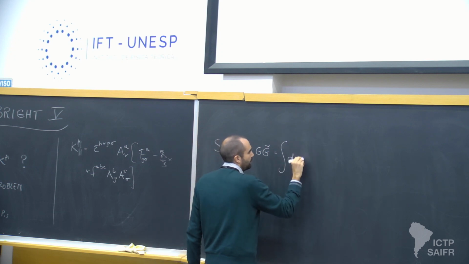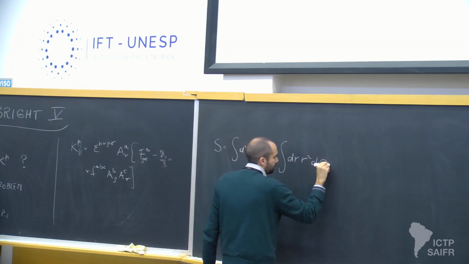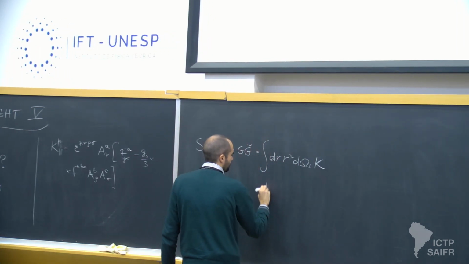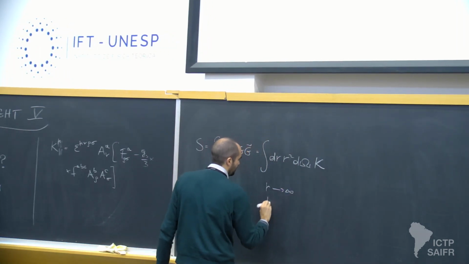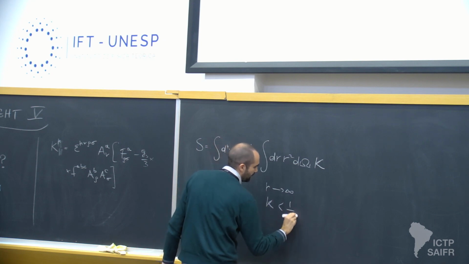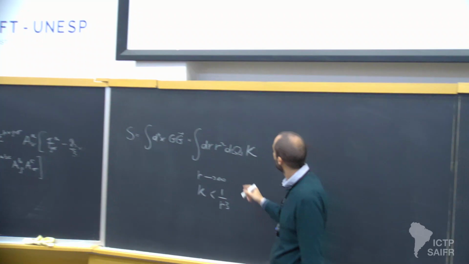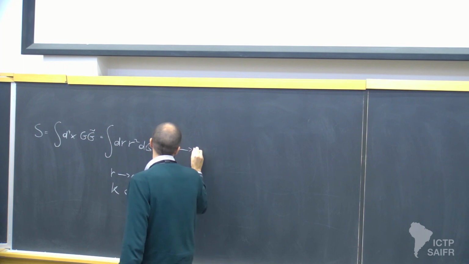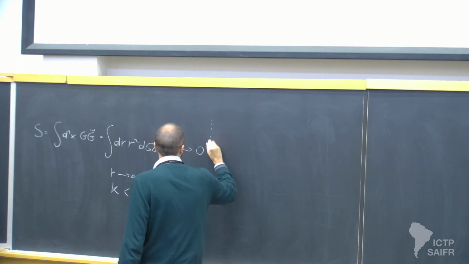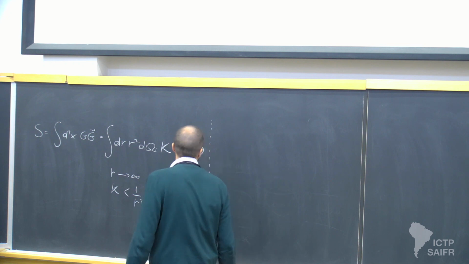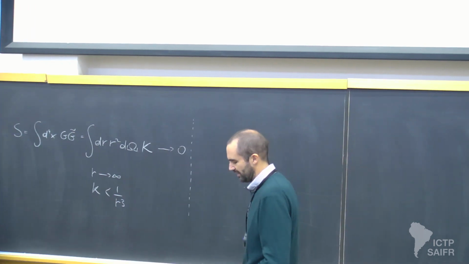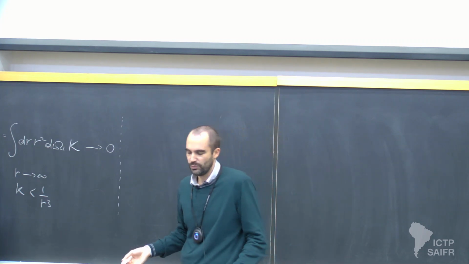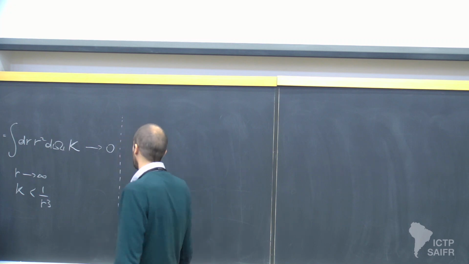So you're going to be left with an object that looks like this. And if K for r to infinity is bounded by 1 over r cubed, or decreases faster than 1 over r cubed, this object is going to 0. Okay? Now, why do we expect it to decrease faster than 1 over r cubed? Well, one way to see it is just that we're always thinking about systems at finite energy.